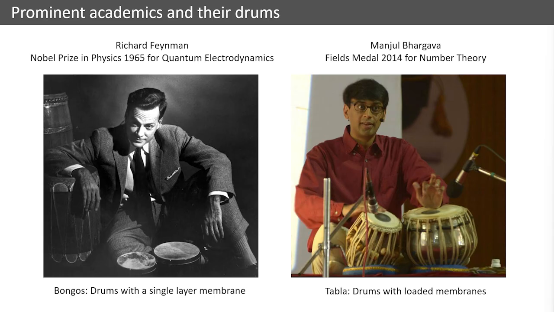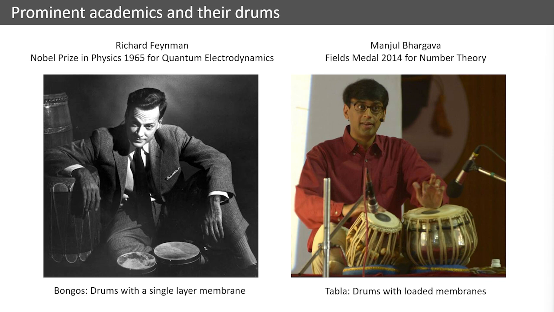So let's just take a look at drums in general. Here are two academics. There's Richard Feynman, as you see on the left-hand side, sitting in front of his drums, the bongos. And on the right-hand side, you have Manjul Bhargava, who plays the tabla. As you can see from these two different drums, Richard Feynman's bongos are basically a drum with a single layer of leather as a membrane. And the tabla is a leather membrane, but that's loaded in the center with what you see here in black.